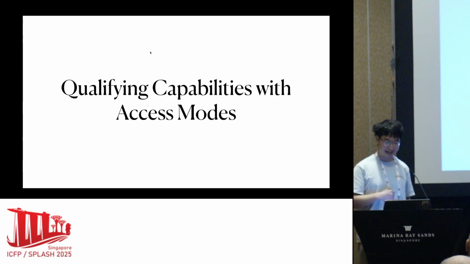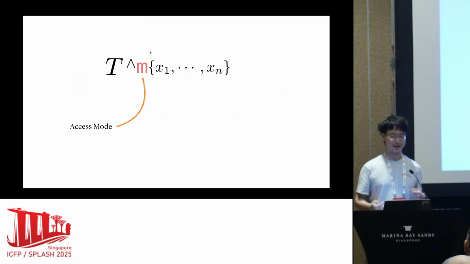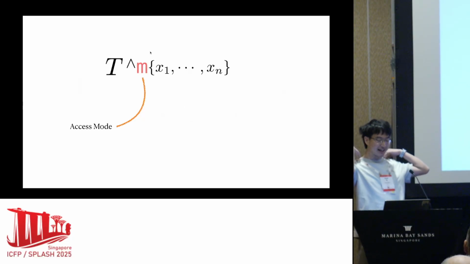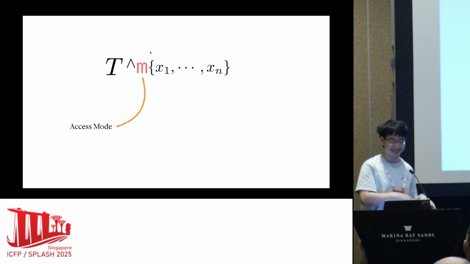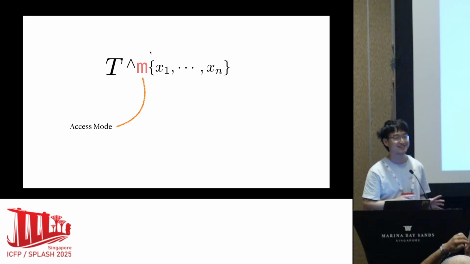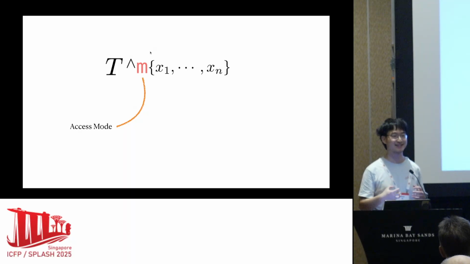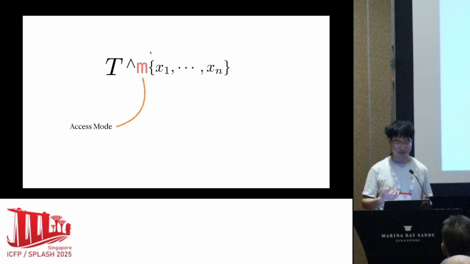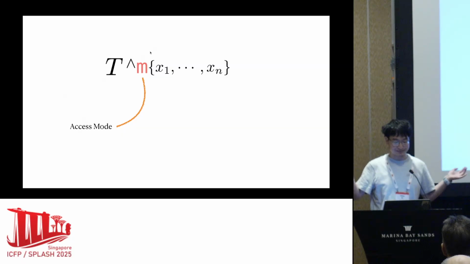And how do we do that? The first step of Capybara is qualifying capabilities with access modes, which you will see here. So basically, we are adding another M, which will not be present in the surface language of Scala, of course, because we do some inference. But in theory, we have this access mode on capturing types. So it can either be read-only, or it is owned, or something like that.